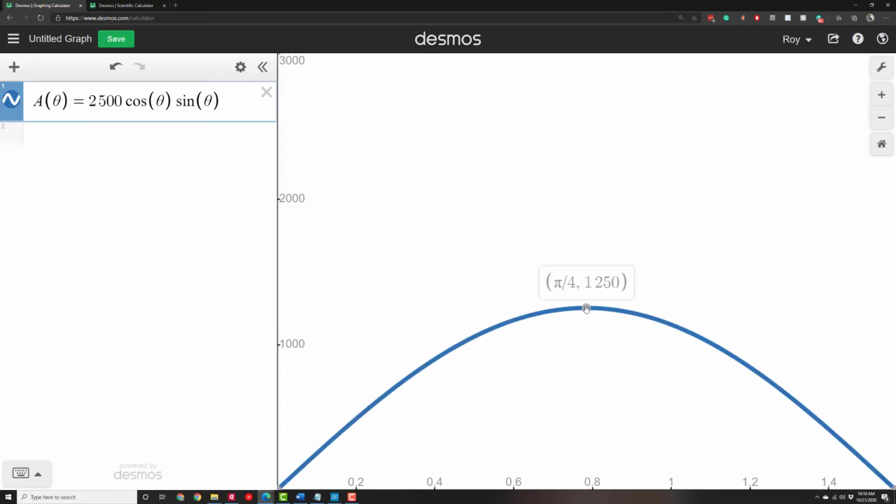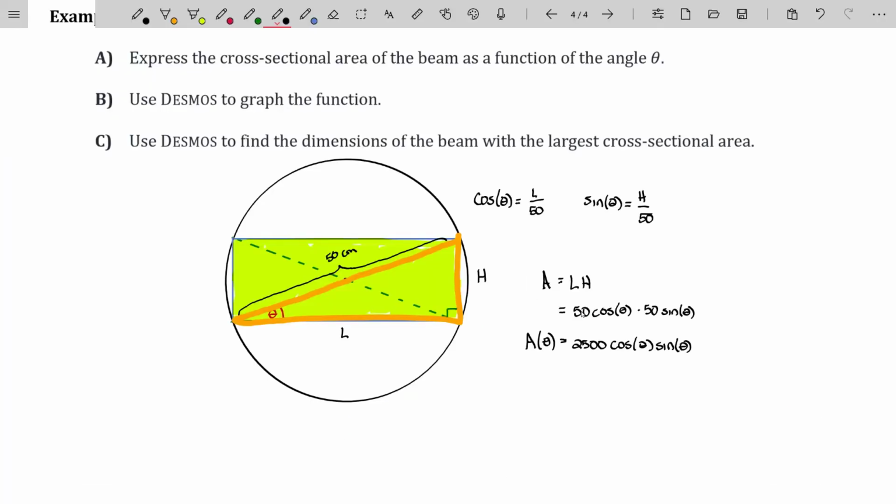And we were asked to maximize. What angle would maximize this? Well, you can see we get a maximum. Remember, the outputs are the areas. We get a maximum area of 1250 when the inputted angle is pi over 4 radians. That is a 45 degree angle for theta. That is, we have a maximum area, cross-sectional area for that beam if it's a square cross-sectional area.